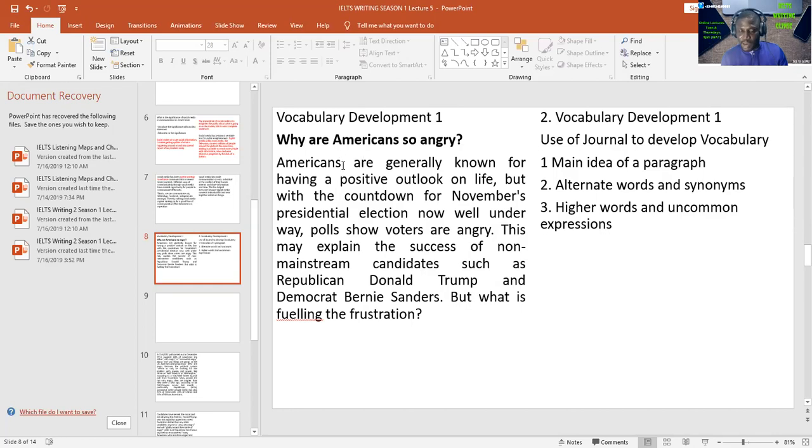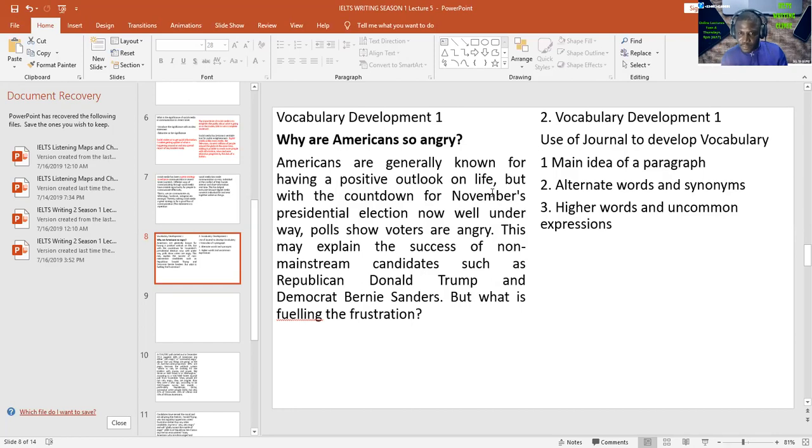Now, if you look at the topic, Americans is being repeated again. For example, if you don't have a topic, what will you do? Americans are known for, but come down to the election now, voters are angry. Twice, Americans were referred to. First it called them Americans, then it called them voters. So our main idea is centered around Americans. So what is the issue about Americans?